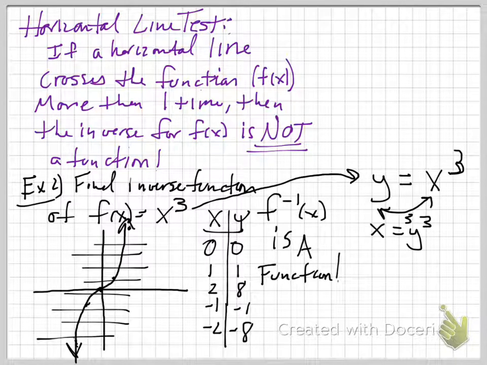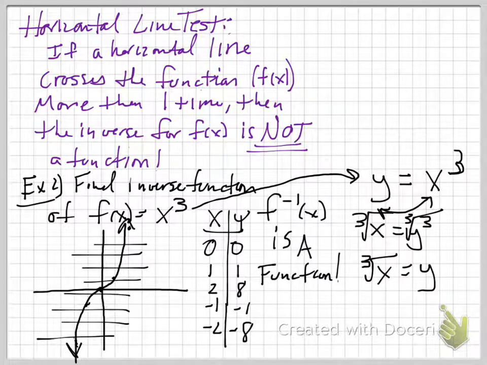I'm going to actually use the radical notation this time, so I'm going to make the index 3 and cube root. And remember, when you do cube root, you don't need plus or minus, so I end up with the cube root of x equals just y. And your final answer then, if we use the correct notation, would be f inverse of x equals the cube root of x.